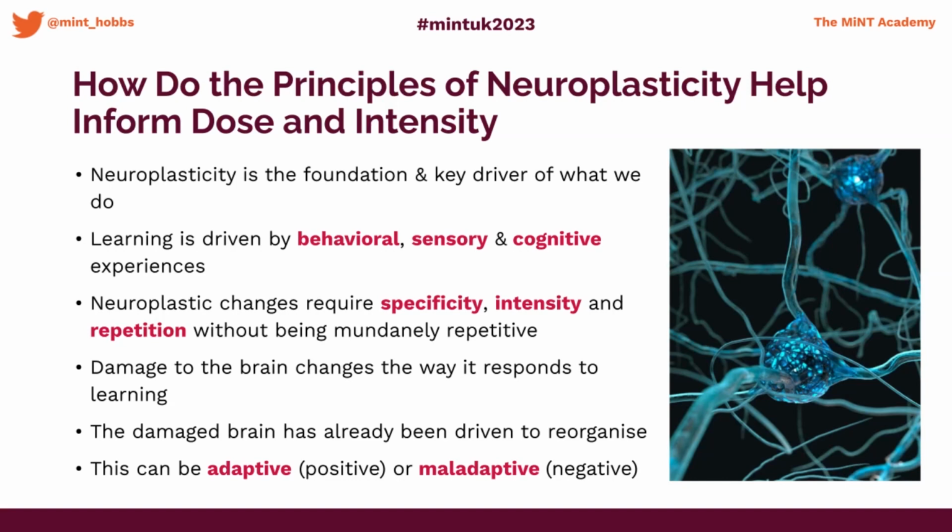For example, finding a task that we're more interested in, that we're motivated by, that makes us feel a certain way, gives us certain physical feedback, as well as stimulating us cognitively, is where the neuroplasticity tends to happen faster. But to learn these changes, they need to be specific, intensive, with high reps, without being mundanely repetitive.